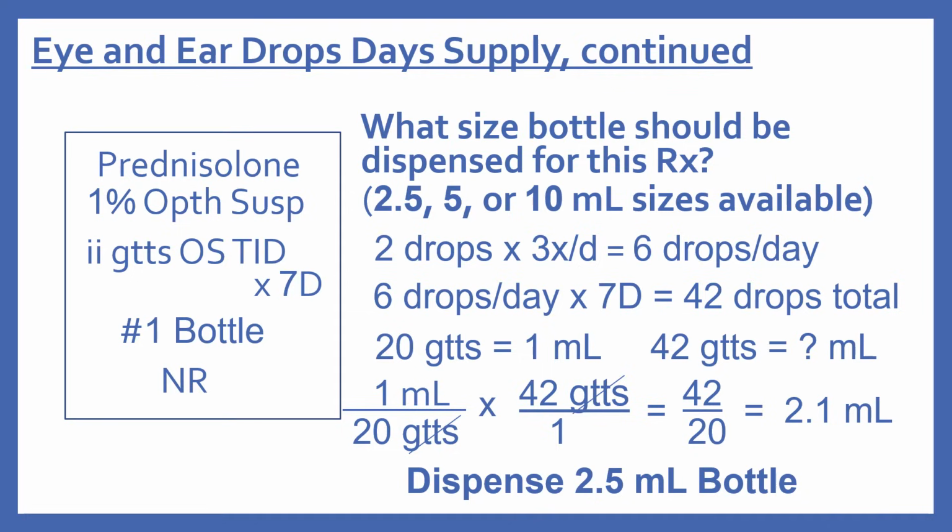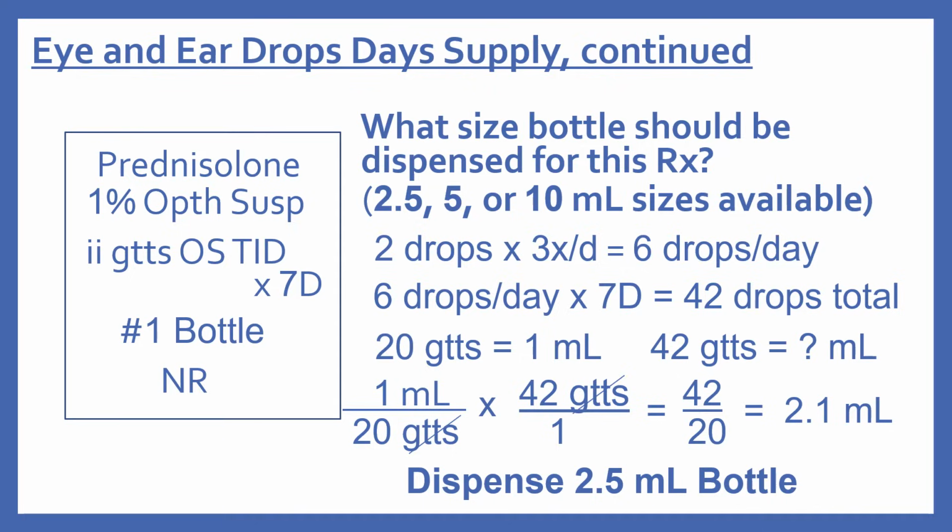So this is for 2 drops 3 times a day, just into one eye. So it would be 2 times 3. That gives us a total of 6 drops per day. And then we're going to do that for 7 days. So 6 drops a day times 7 days. 6 times 7 is 42 drops total.